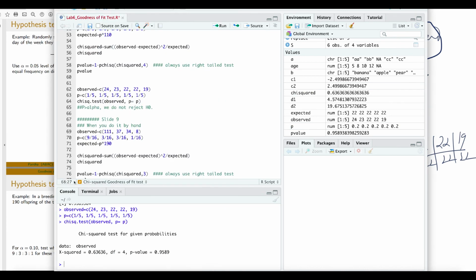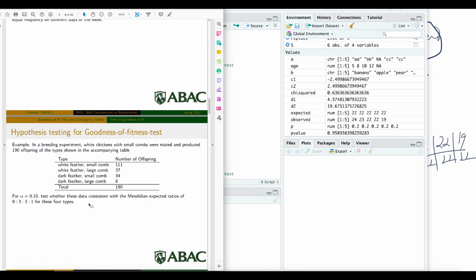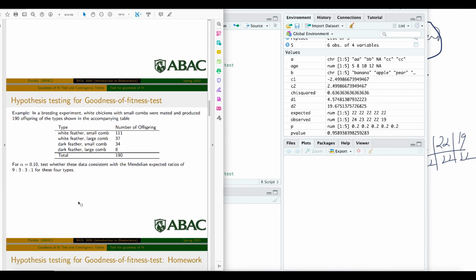So let us do example number 9. I think you have seen this type of example in your genetics class. All right. Let me read the example. In a breeding experiment, white chickens with small combs were mated and produced 190 observed offspring of the types shown in the accompanying table. White feather, small comb, 111. There are 4 categories and the frequency of each category is given. The total is 190.